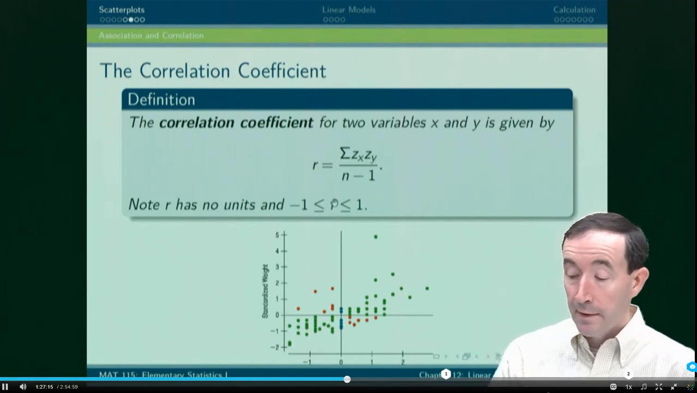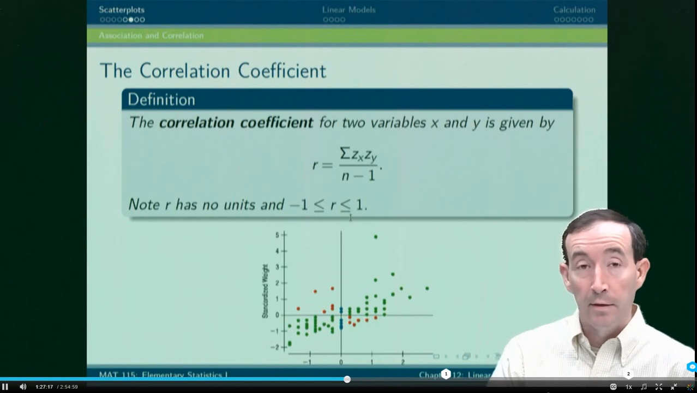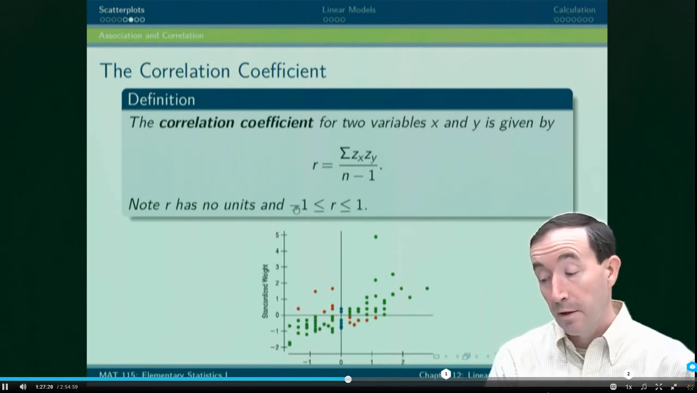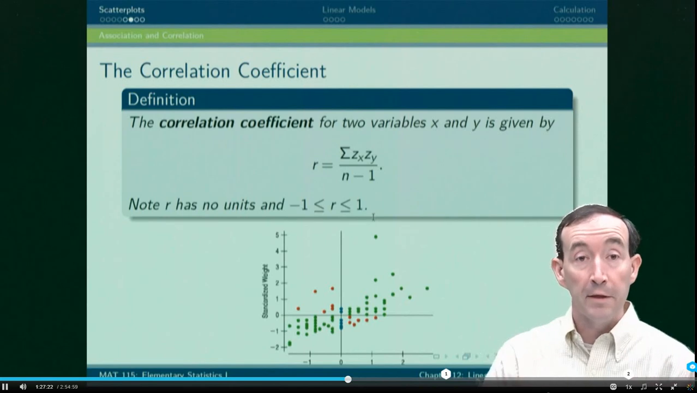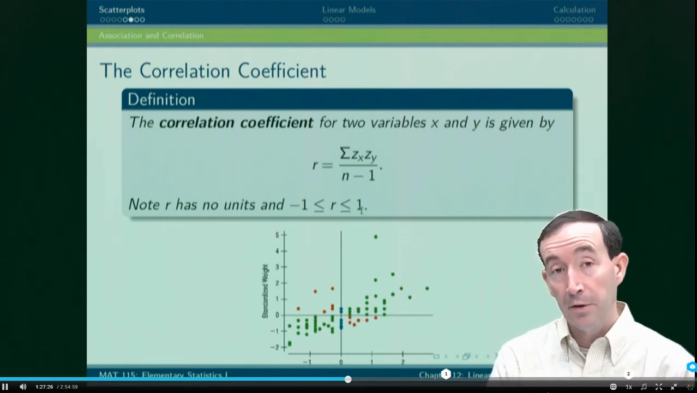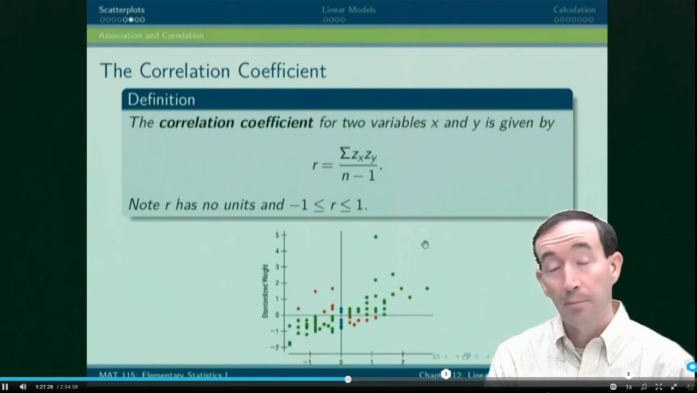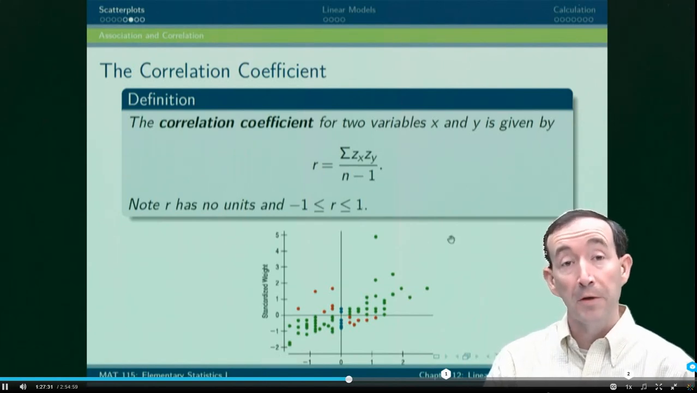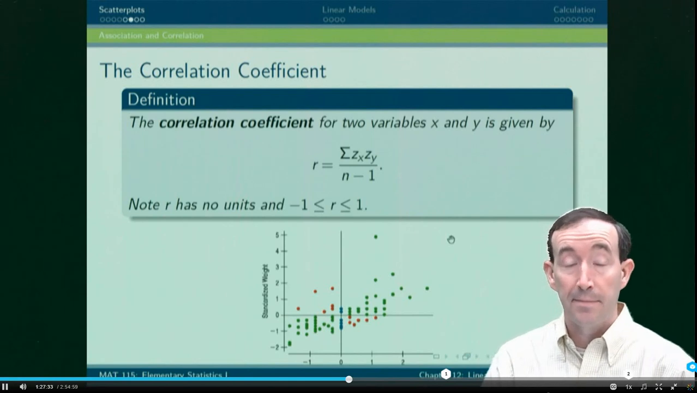In practice, these r values are always between -1 and 1, and the closer they are to the extremes, the more linear that relationship is. In fact, if I get +1 as my correlation coefficient, I have a perfect fit for the line. That means every point is on the line, and it has a positive slope.